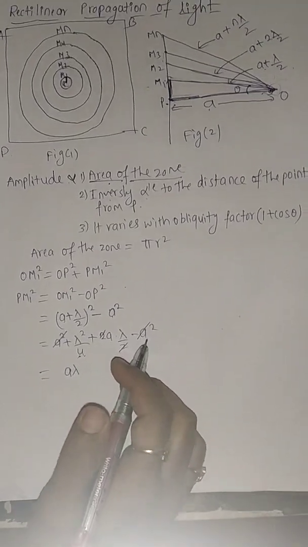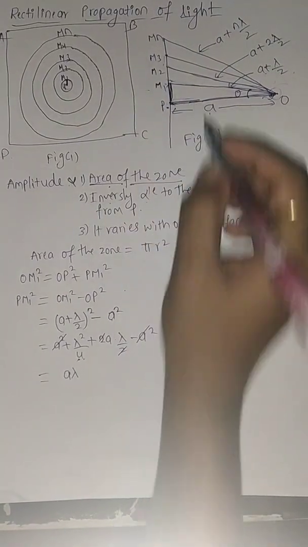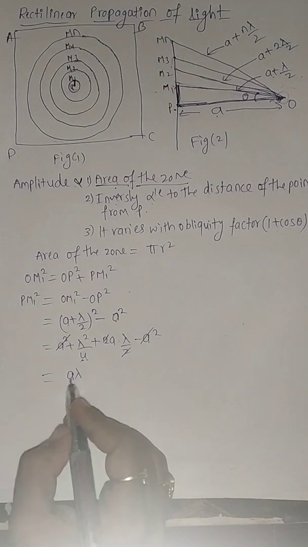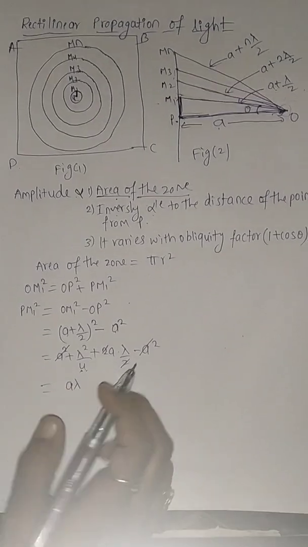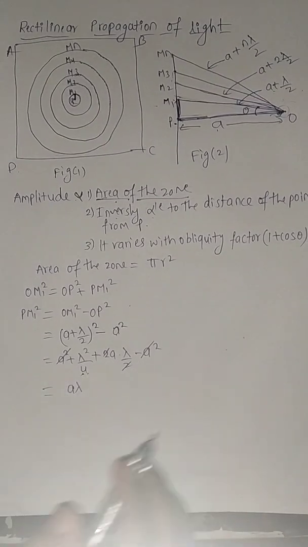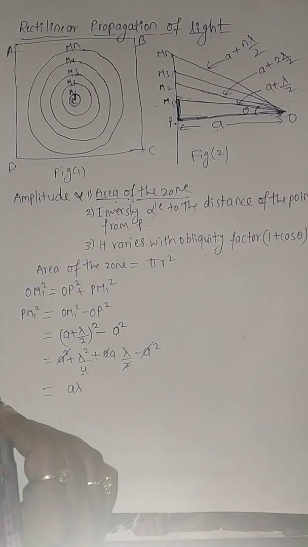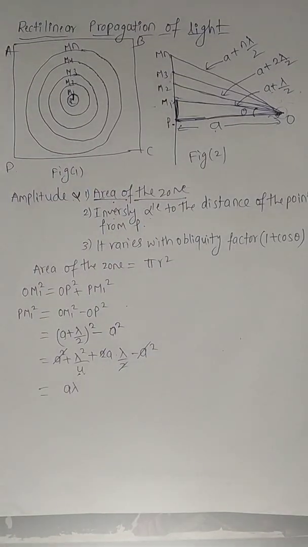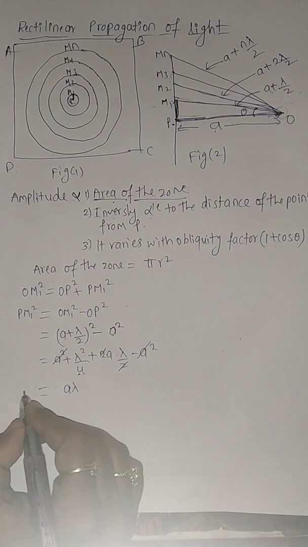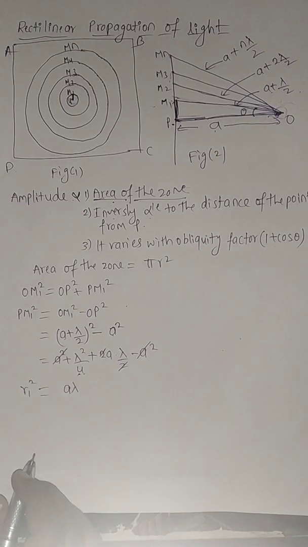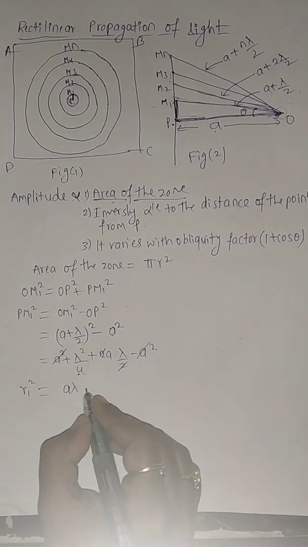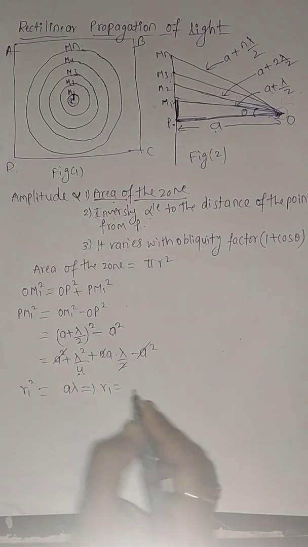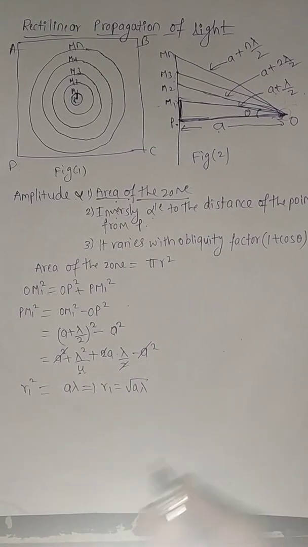Okay, so what we got: the radius PM1 value, the radius is square root of a lambda, and the square of the radius becomes a lambda. So this is the first zone radius we got. I'll take it as r1 square is equal to a lambda. From this we can write r1 is equal to square root of a lambda also.